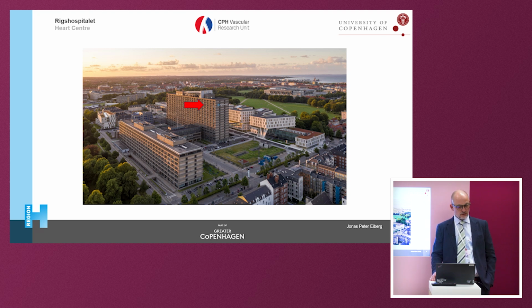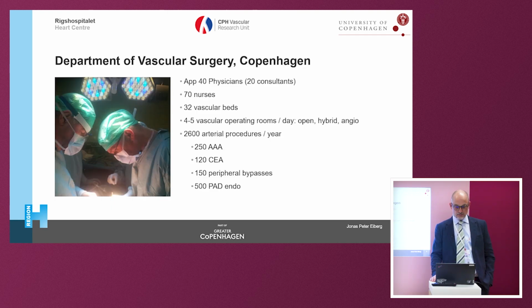This is the largest hospital in Denmark, in Copenhagen. So this is the Department of Vascular Surgery. It's a very big department, maybe one of the largest in Europe, with 32 dedicated vascular beds. We have 4 to 5 operating rooms daily, doing all kinds of procedures. We do all the open, the hybrid, the angio. We do all the endovascular stuff ourselves. All in all, it's 2,600 arterial operations per year.